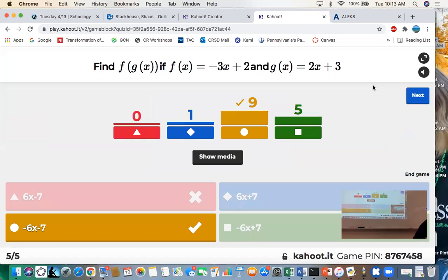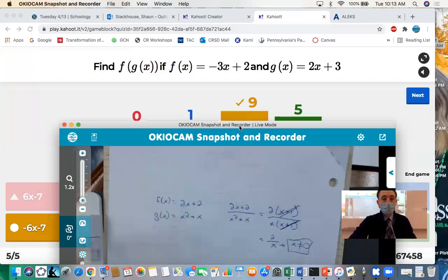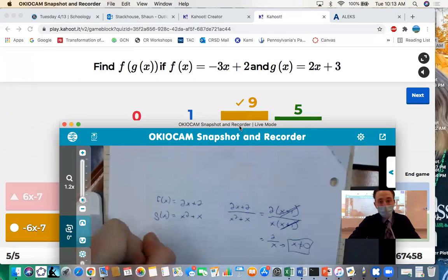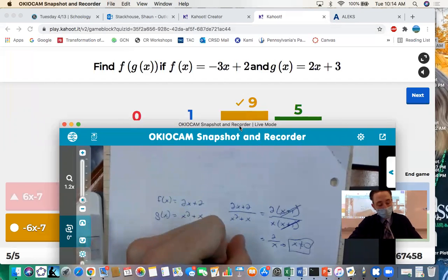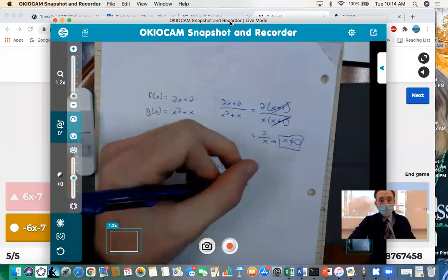All right, pretty good job here. So taking the function f of x, plugging in g wherever you see that. So just for those, since we still did miss this a little bit, I'm going to go over this. We have f of x is negative 3x plus 2. G of x is 2x plus 3.